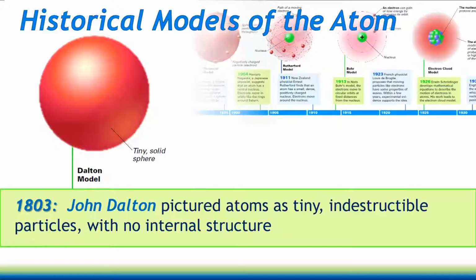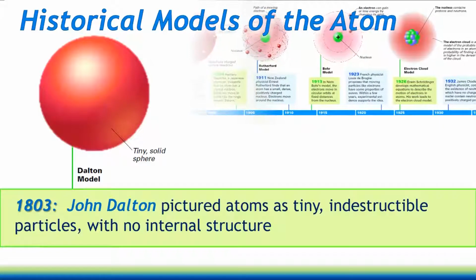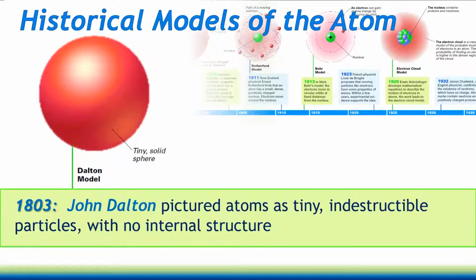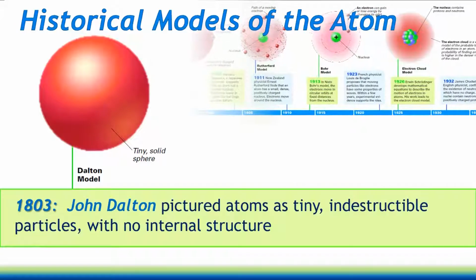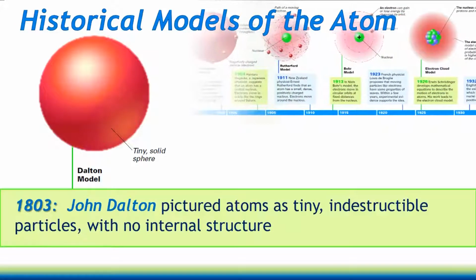In 1803, John Dalton, often called the father of chemistry, imagined atoms to be like this. And this is not really terribly impressive. It just looks like a tiny little red rubber ball. But he imagined an atom as being tiny and indestructible and having no internal structure.